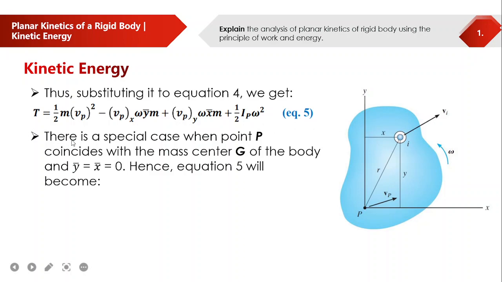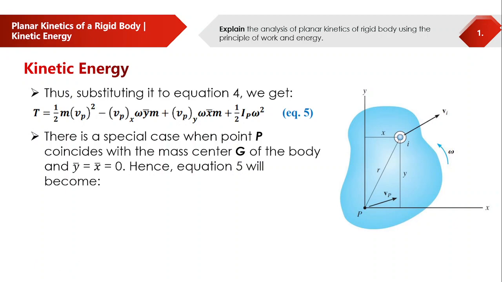So that will be, there is a special case when point P coincides with the mass center G of the body, then y bar is equals to x bar is equal to 0. Hence, the equation 5 will become, di ba nga, yung x bar tsaka y bar natin is used to locate the body's center of mass. So, meron tayong special case na yung point P natin, andun din sa body center of mass G. So, bali 0, 0 yung origin niya from point P to G.